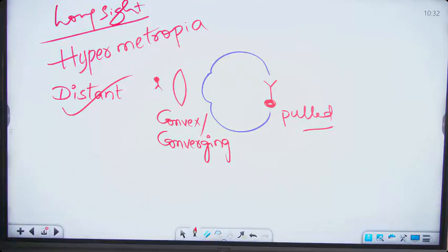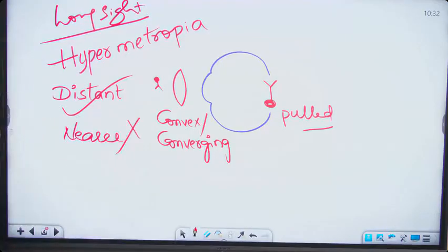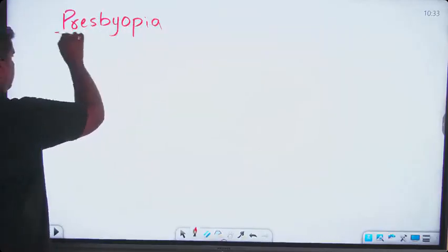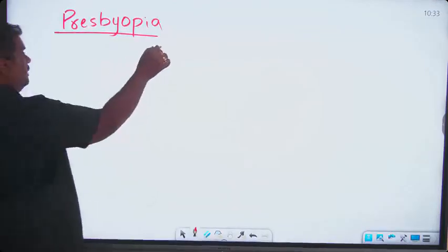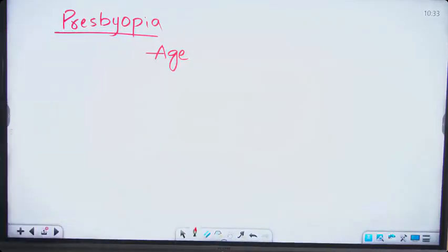seen clearly. But for these particular persons, the nearer objects are not clear. For the correction of that, we are using either a convex lens or else a converging lens. Then the other type of vision problem is called presbyopia. What is the reason for this problem? First thing, age. Basically, presbyopia is an age-related problem. At 50, 55 or more than that, they experience this particular problem.